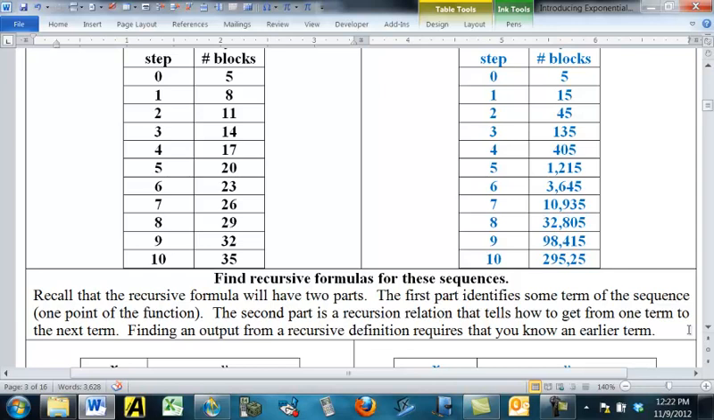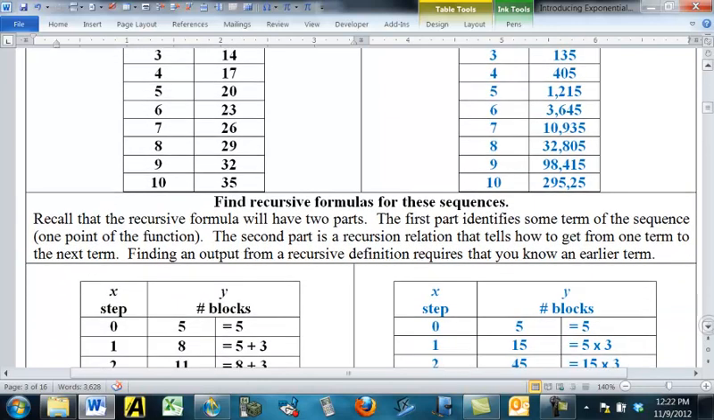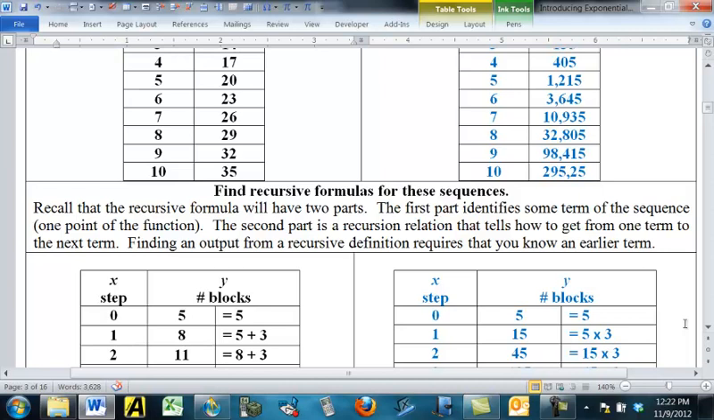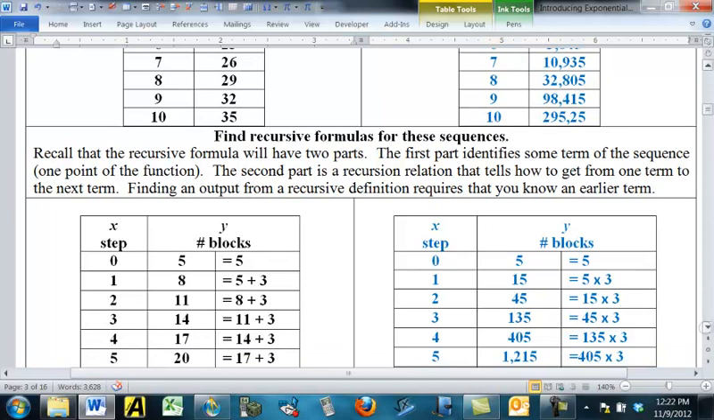Notice that a recursive definition requires you to know an earlier term to get a later term. Most of the time that's the term right before it. So notice that we can see basically how do we get from one to the next. In the left one we add 3 to the previous term, in the right one we multiply by 3. That's how we did it, and you can see it written out there.